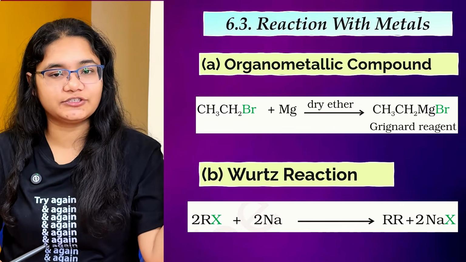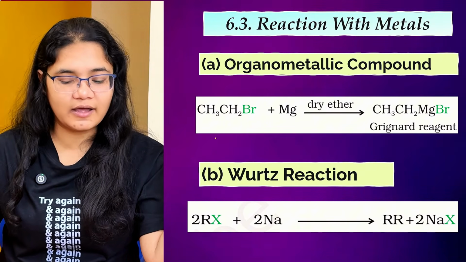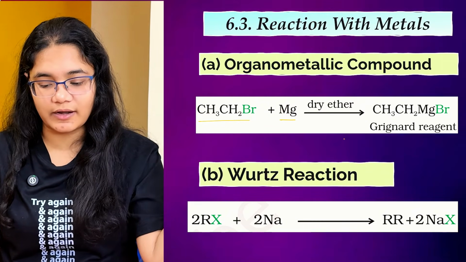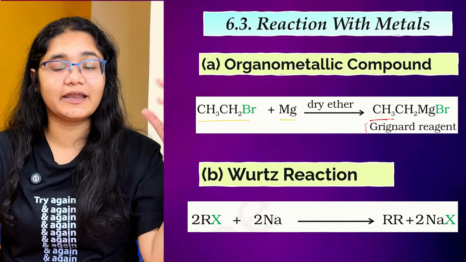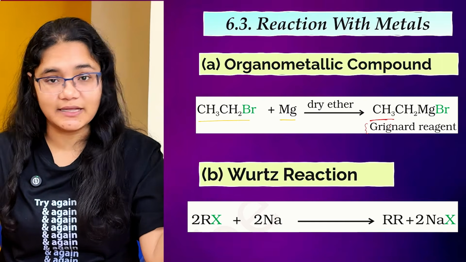Next we'll talk about reaction with metals. Okay. So if you have any RX, and you treat it with Mg, then we get a special reagent called RMgBr, which is your Grignard reagent. Okay, just remember its preparation because we are going to use this much more in the upcoming chapters.